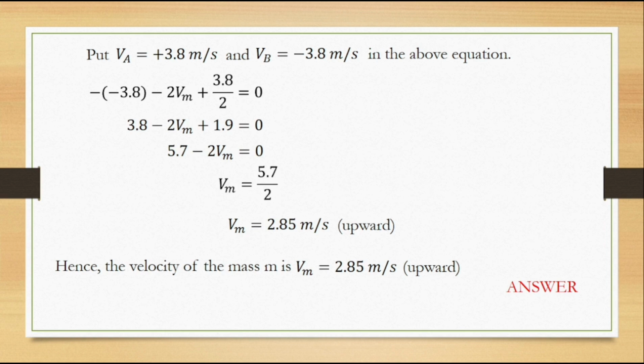So on solving the equation, the final velocity of mass m is Vm is equal to 2.85 meter per second in upward direction.